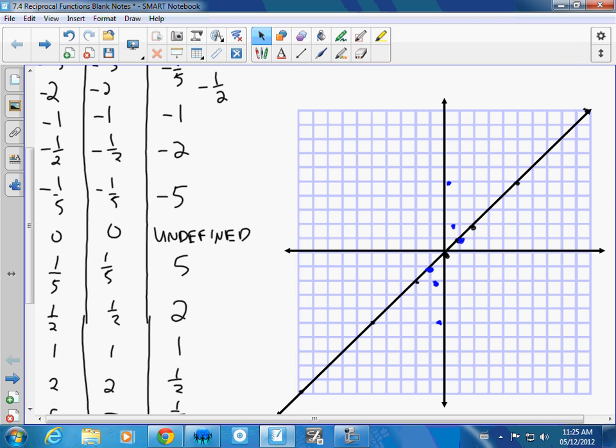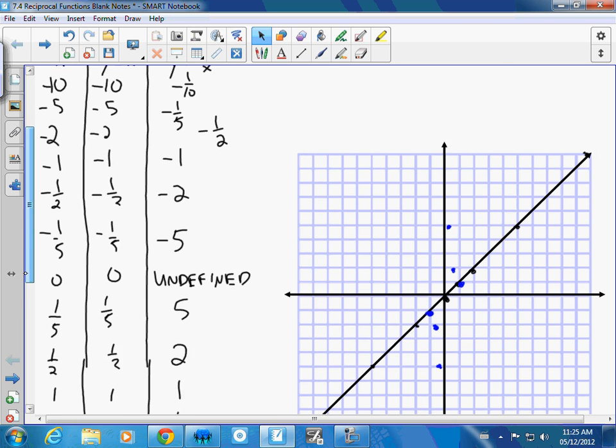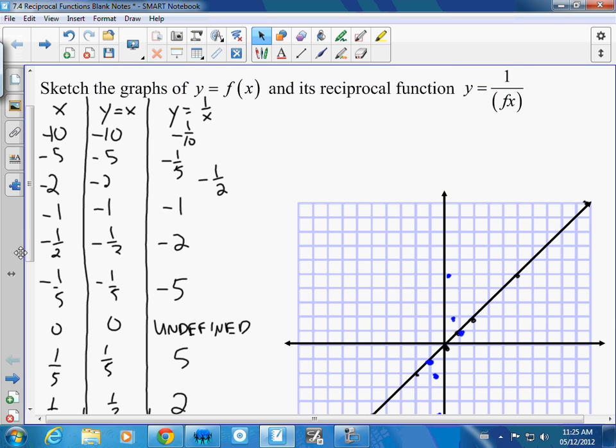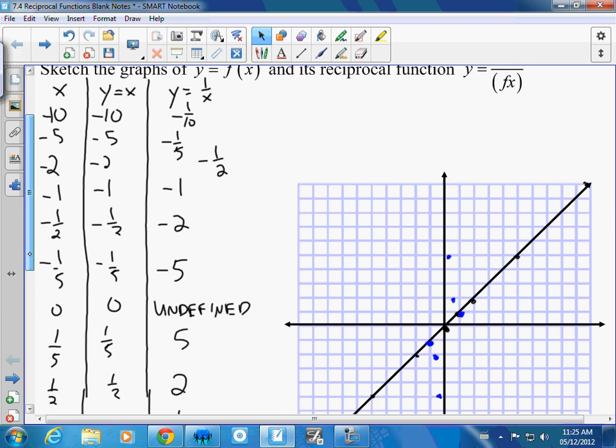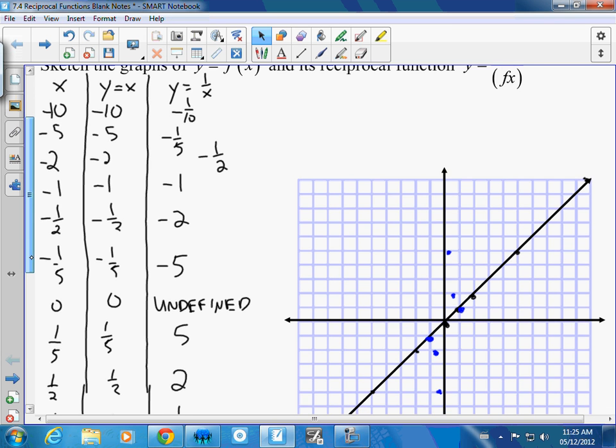Okay, so let's try these guys. We're going to ignore this one that's 0, 0. We're going to leave that right to last because I want to make a point. So which ones did we forget about? These first three, right? The negative 10, the negative 5, and the negative 2. We forgot about those ones, so let's do them now. Let's try this one, negative 10 and negative 1/10.